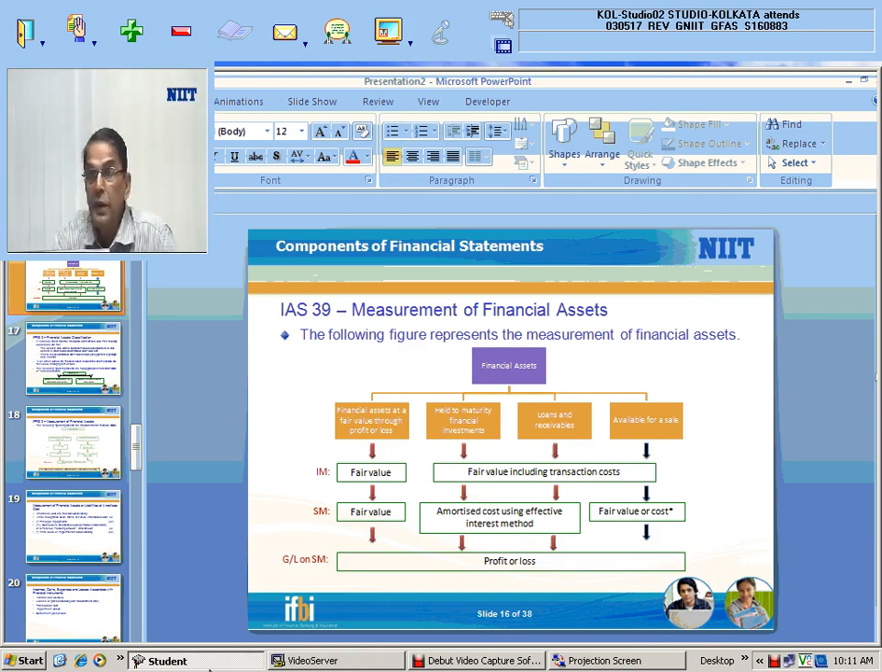For financial assets which are HTM category or held to maturity investments, the fair value will always include the transaction cost. In case of financial assets at fair value through profit and loss, the transaction cost will be expensed to profit and loss account. But in the case of other financial assets, that is held to maturity investments, loans and receivables, or available for sale investments, fair value should always include the transaction cost.